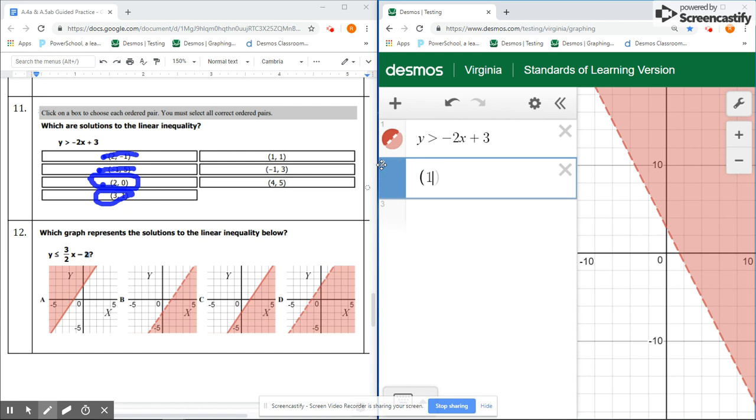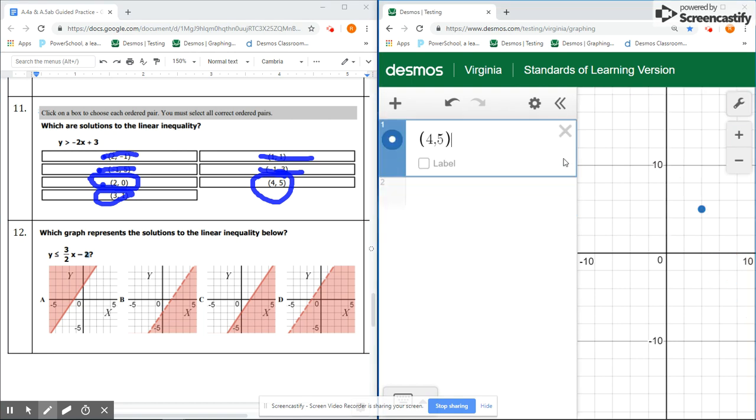We have 1, 1. All right, that is not a solution because it's right on the line. We have -1, 3. Okay, this is not in the shaded area, so it is not a solution. And we have 4, 5. Okay, this is definitely in the shaded area. That is a solution as well.